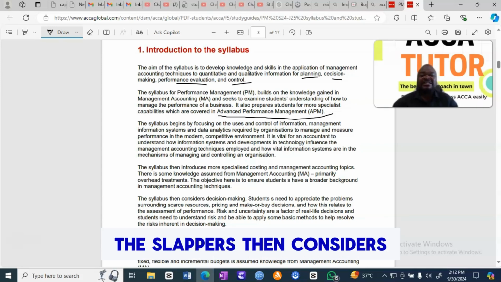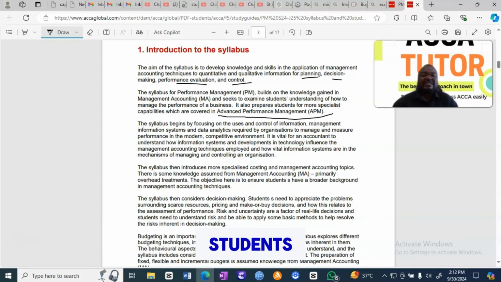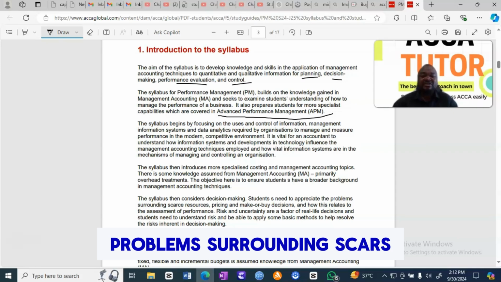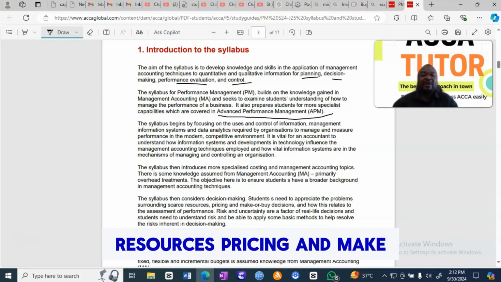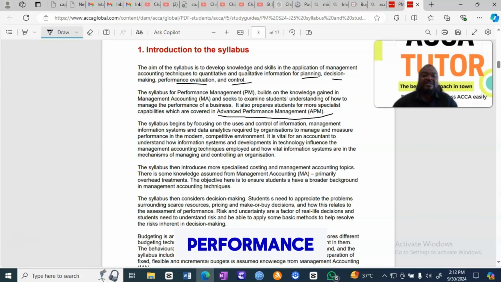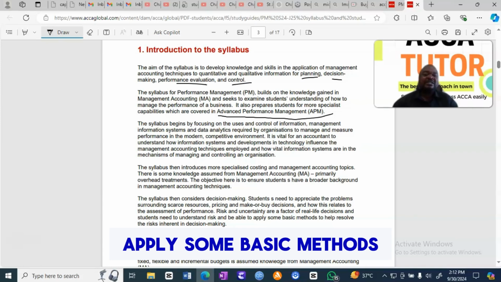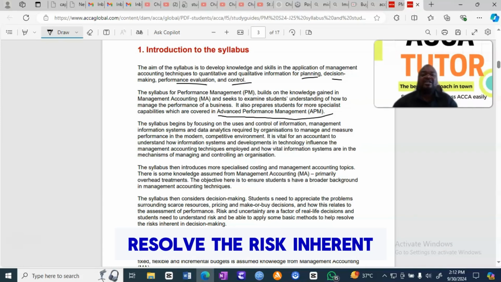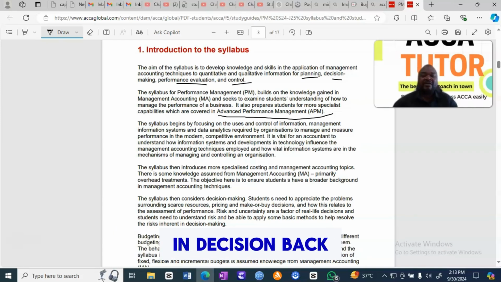The syllabus then considers decision making. Students need to appreciate the problems surrounding scarce resources, pricing, and make or buy decisions, and how this relates to the assessment of performance. Risk and uncertainty are a factor of real-life decisions, and students need to understand risk and be able to apply some basic methods to help resolve the risk inherent in decision making.